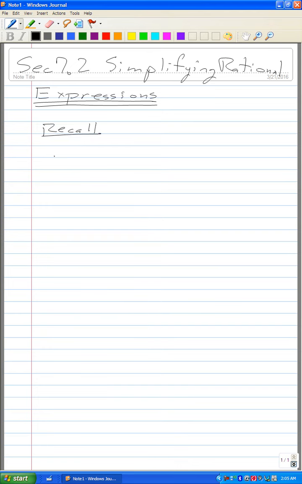Let's say 15 over 50. If I have that as a fraction, well, I can divide both the numerator and denominator by 5 and rewrite this rational number as an equivalent rational number, 3 over 10. We can do the exact same thing with rational expressions.